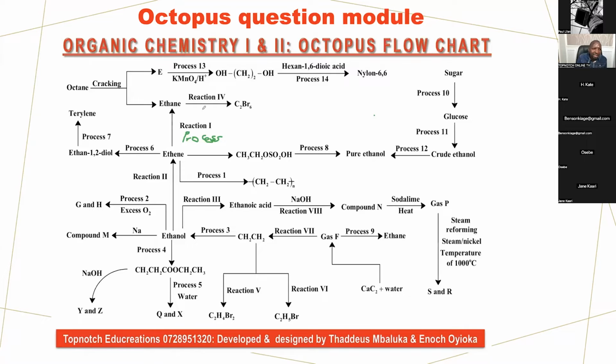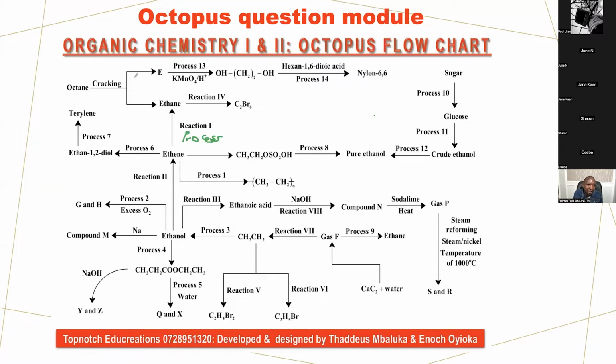About to go to octane. What is the formula of octane? C8H18. Alkane, you're going to know the pattern. C8H18. So what is E?